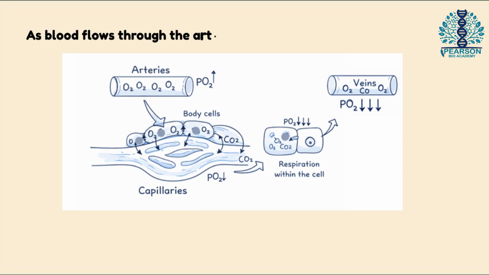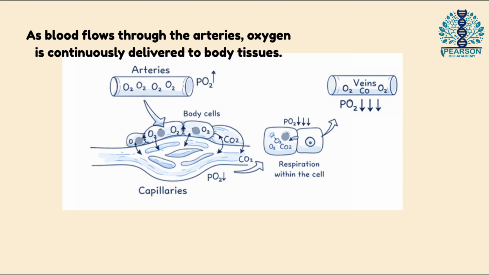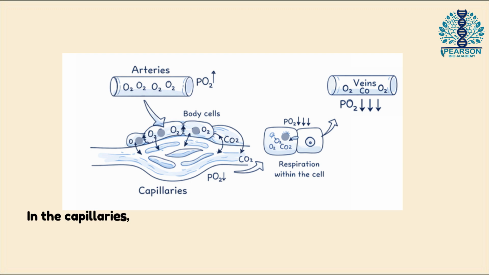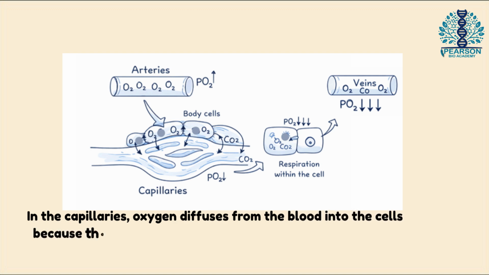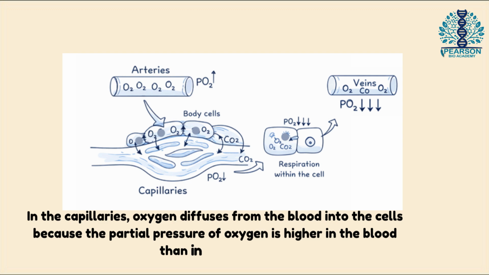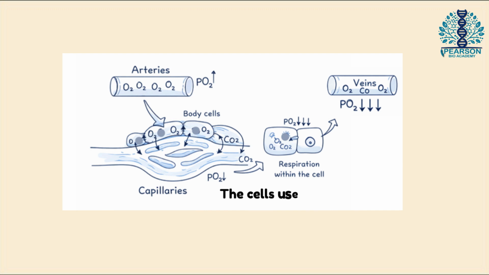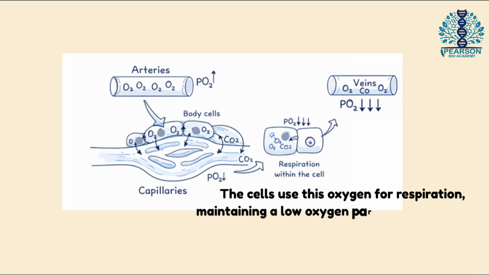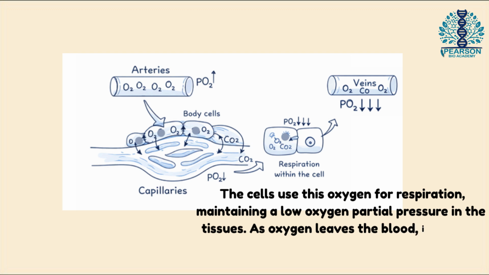So, oxygen continuously diffuses out from the blood into body tissues. As arteries branch into smaller arterioles and capillaries, oxygen diffuses from the blood into body cells. This happens because of the partial pressure difference. The blood in capillaries is rich in oxygen, so it has a higher partial pressure compared to body cells. The body cells use oxygen for respiration, which helps maintain a lower oxygen partial pressure inside the tissues. This allows oxygen to continue diffusing down its gradient.